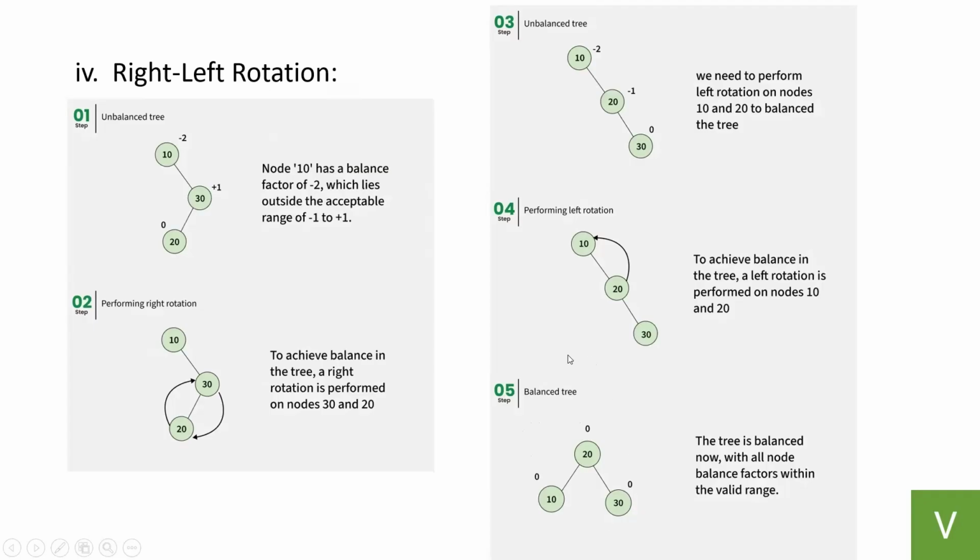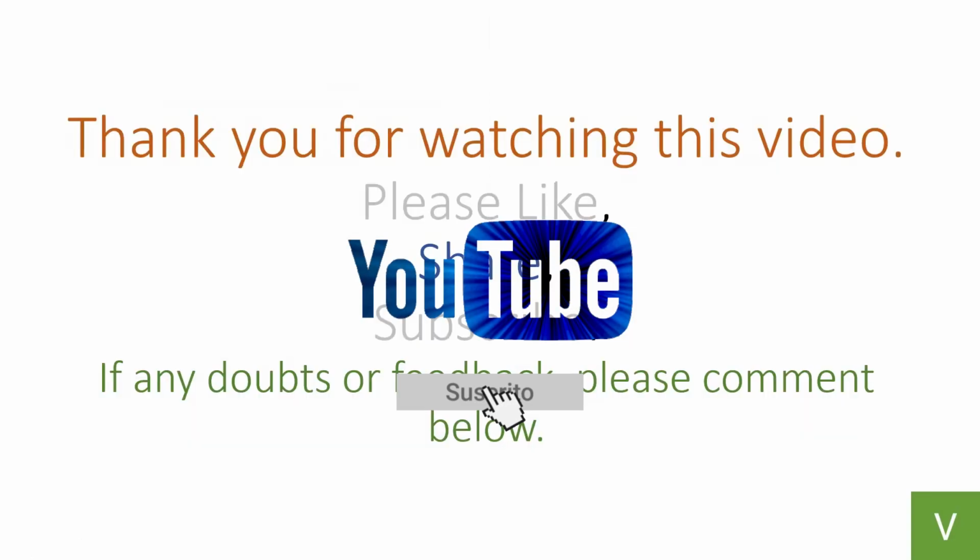So these are the four rotations that are involved in balancing a binary search tree. So this is all about AVL trees.